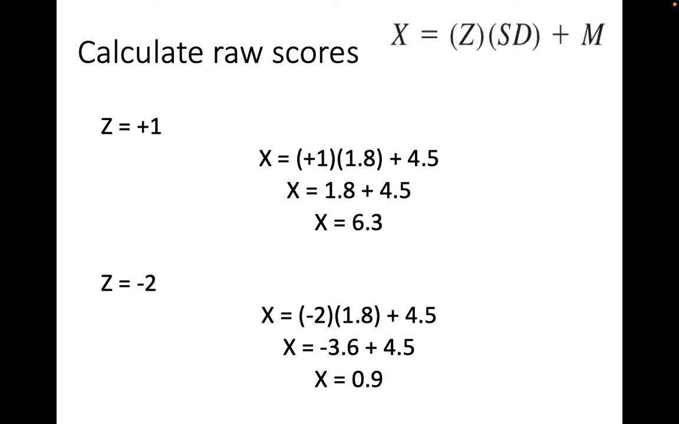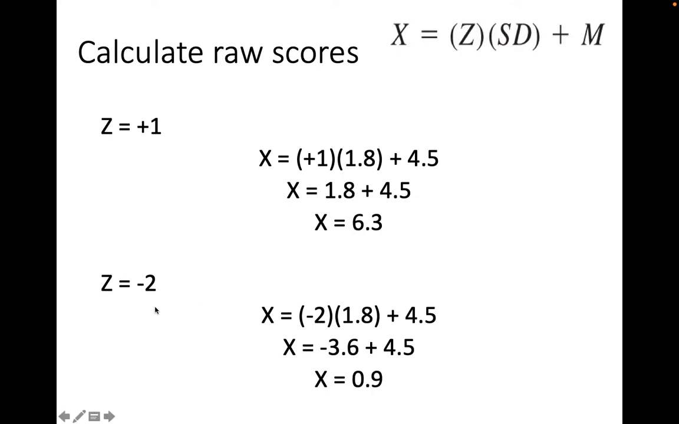Just looking at the formula closely should make some amount of sense if we see that one standard deviation is 1.8. So in the raw metric, or in the original metric, one standard deviation is equal to 1.8 original units. So a z-score of +1 means deviating from the mean in the positive direction by one standard deviation. One standard deviation is 1.8 original units, so 1.8 original units more than 4.5 is 6.3.